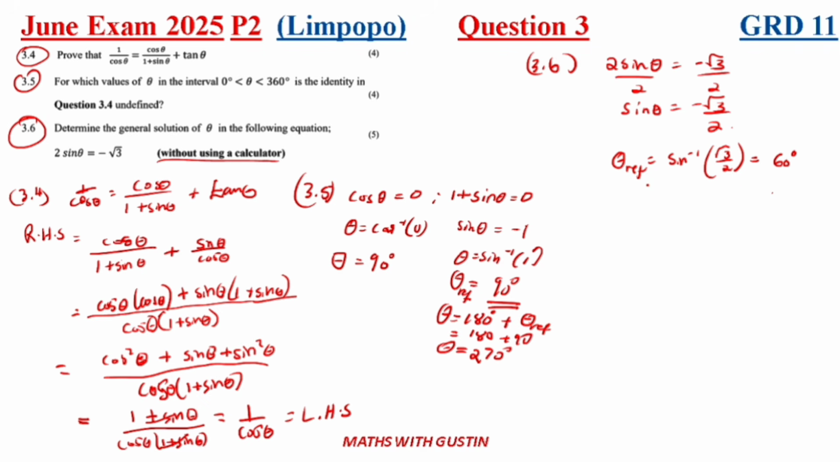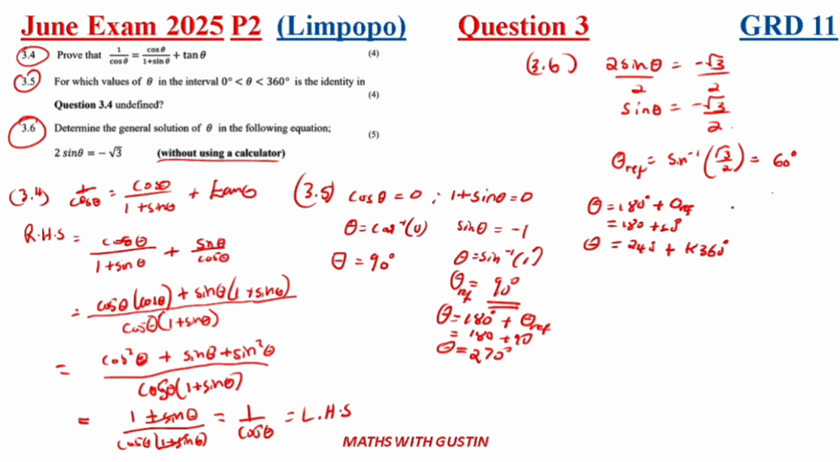So on the 3rd quadrant, you would say theta is equal to 180 plus the reference angle. This is on the 3rd quadrant. So it's going to be 180 plus 60, which gives us an actual angle of 240 plus K 360. Here you must say K 360. Remember, this is a general equation.